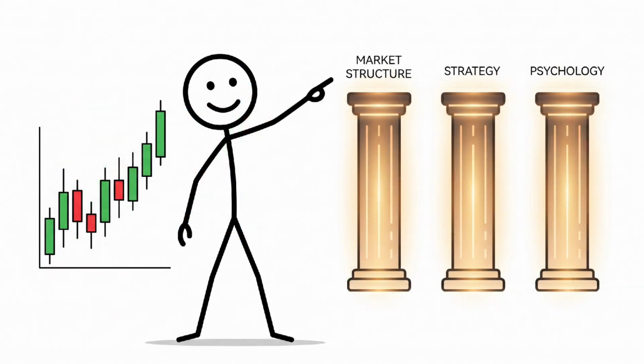By the end of this video, you'll know how to read market structure, identify exactly where you are inside a trend, and know when a trend is actually reversing, using price alone. 3 pillars, 1 system. Let's go.